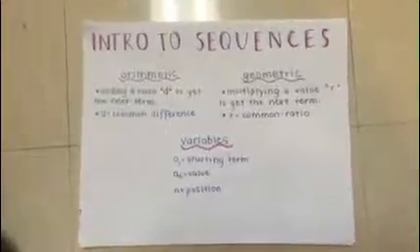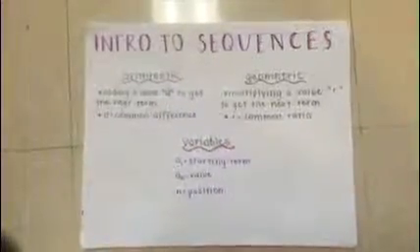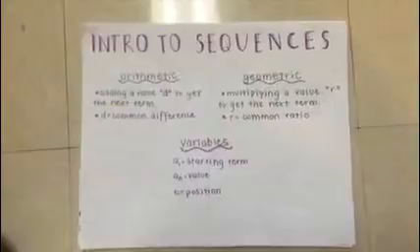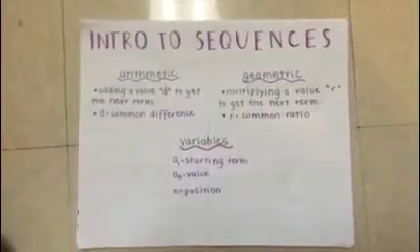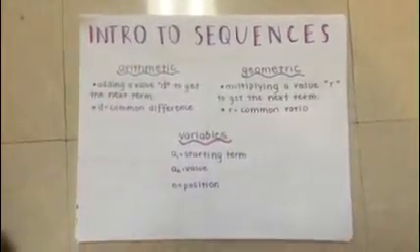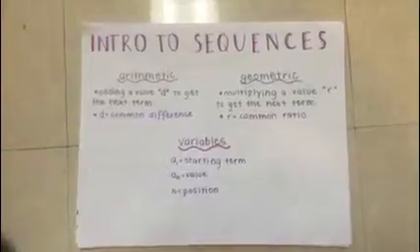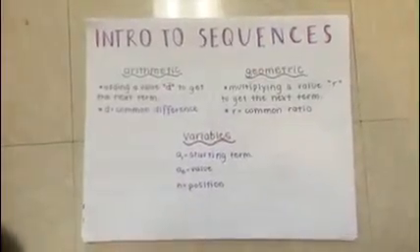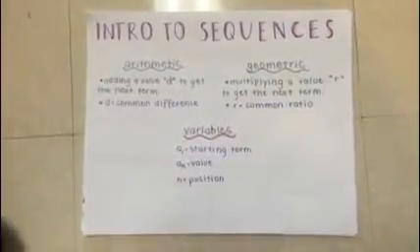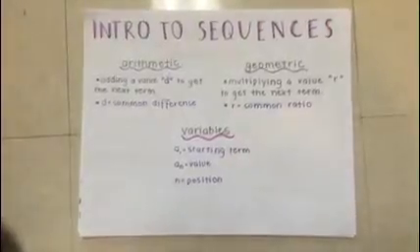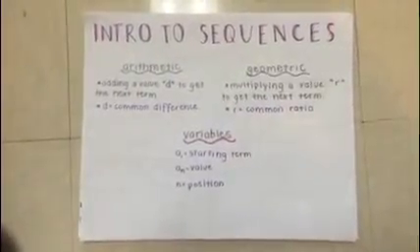With arithmetic sequences, you add a value d to get the next term, where d equals the common difference. For geometric sequences, you multiply by a value r to get the next term, and r equals the common ratio. The other standard variables are a sub 1 equals the starting term, a sub n equals the value, and n equals the position.